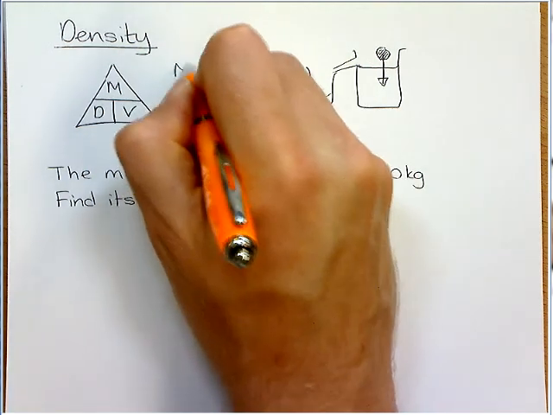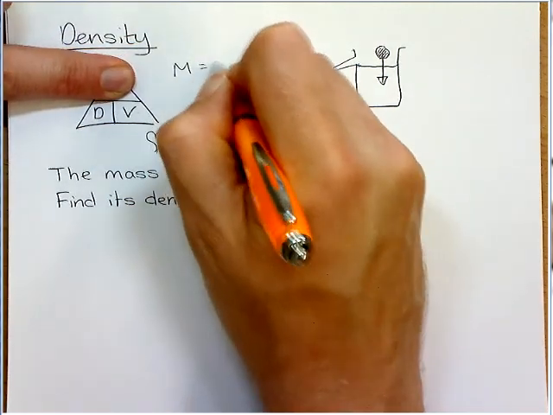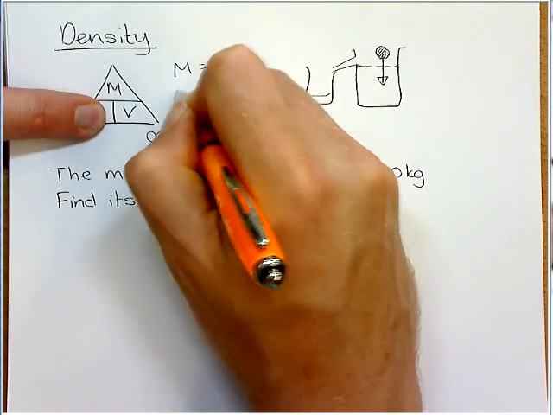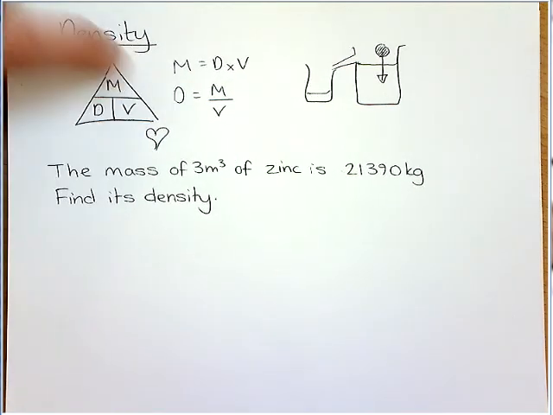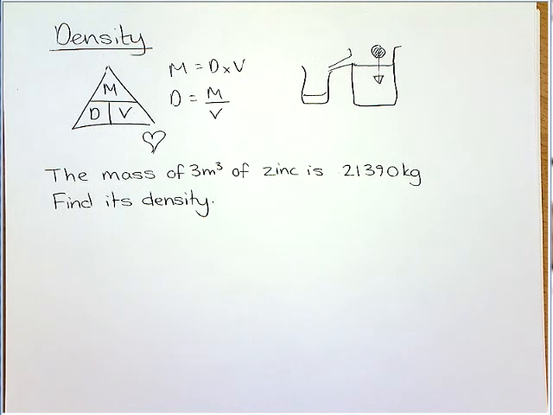So you should know that to find the mass, you cover it up. So mass is density times volume, and density is mass divided by volume, and obviously volume is mass divided by density. So let's have a look at this first question.